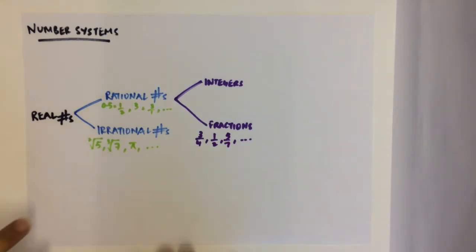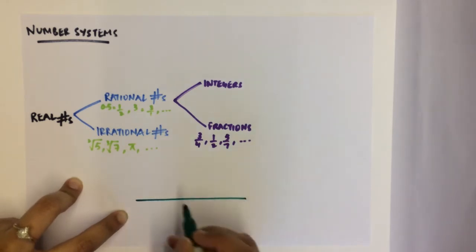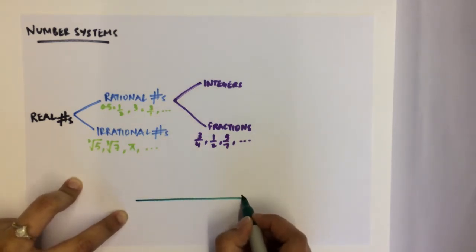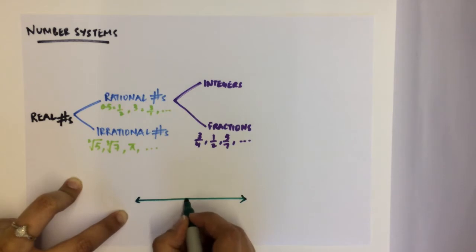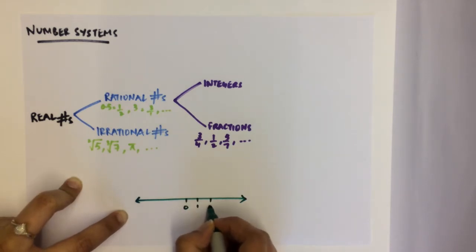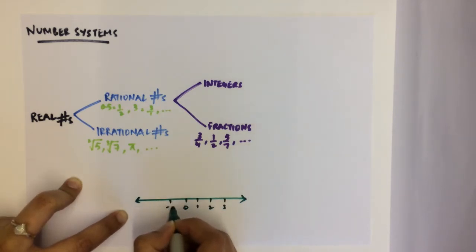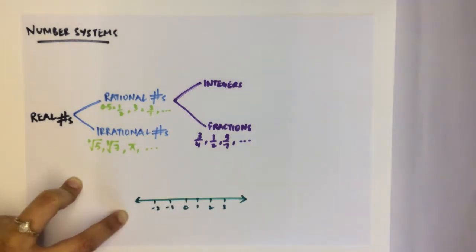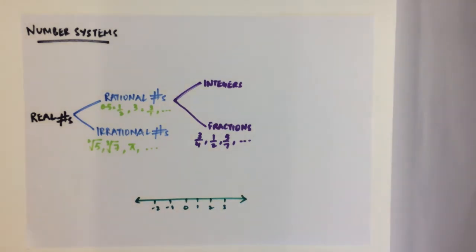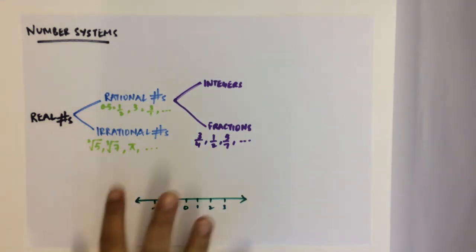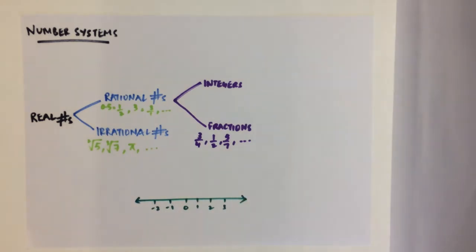To understand integers, I'll just make a number line here. Now a number line is a line that has all numbers. We've got 0, we've got positive numbers, we've got negative numbers. The number line runs infinitely. That's what these two arrows represent. Now the entire number line contains integers. All these numbers, 1, 2, 3, 0, -1, -2, so on and so forth, they're all integers.